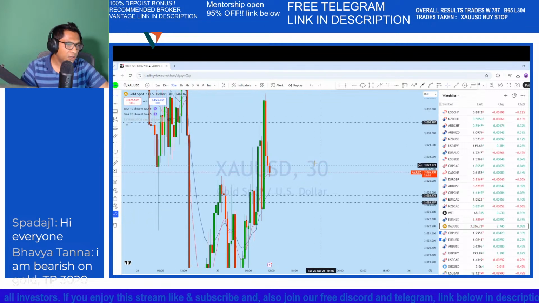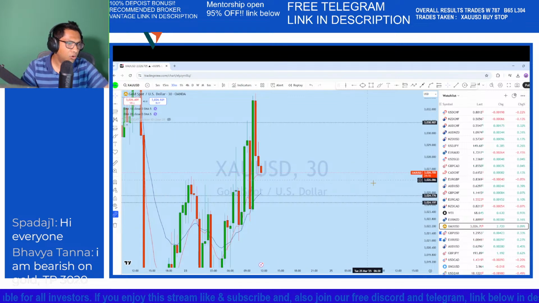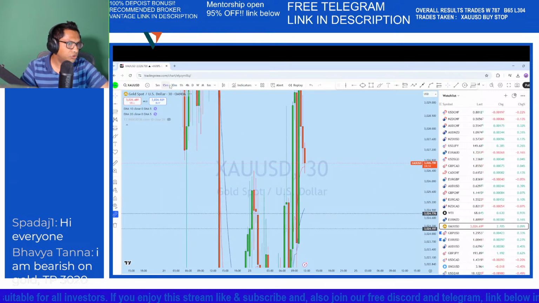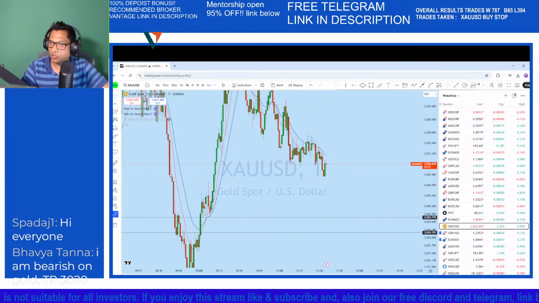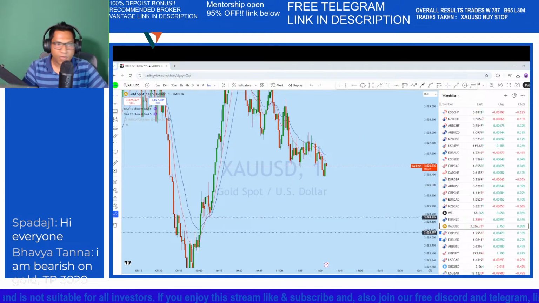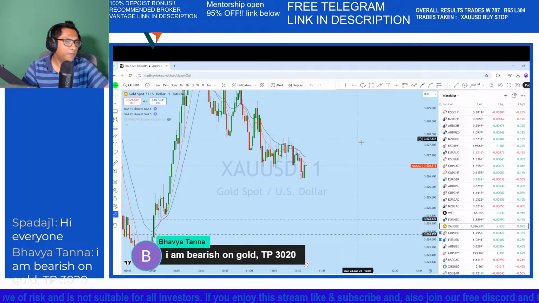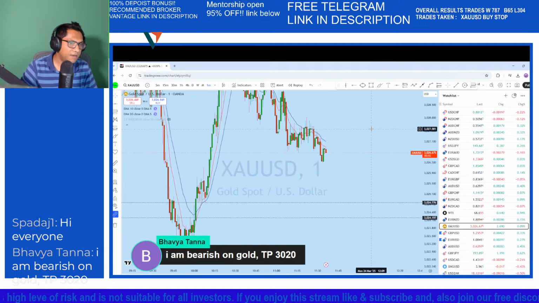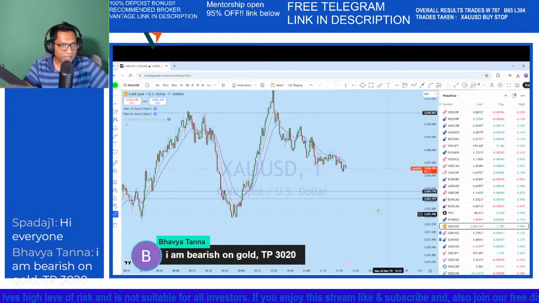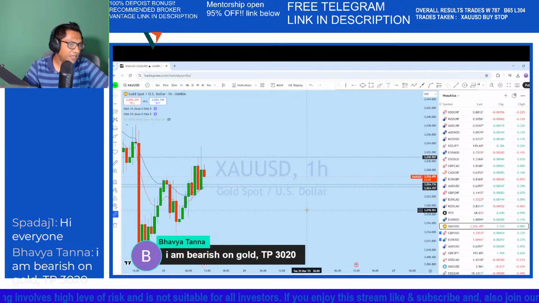Let's look to see where it is heading, and based on that, we can look for an entry opportunity in this market. So let's wait for the market to show its hand. In the meantime, if you guys are here, say yes in the live chat. I am bearish on gold TP. Currently the market is locally to the downside, but in the long-term picture, we might see an upside here potentially.